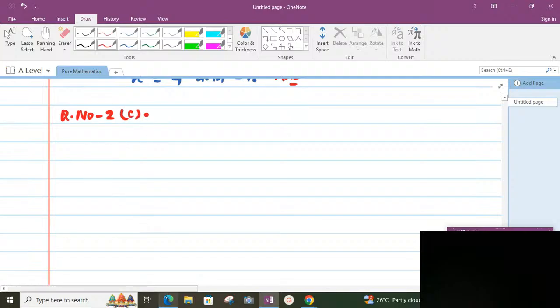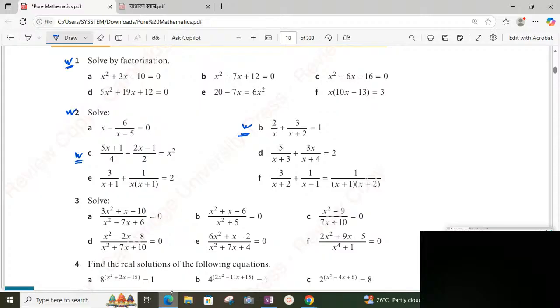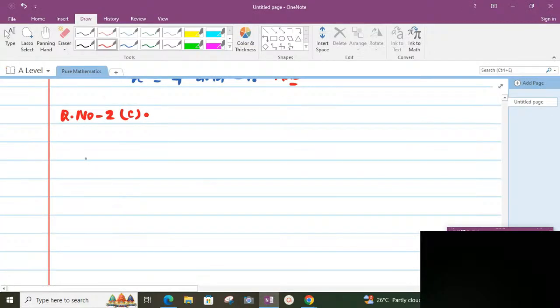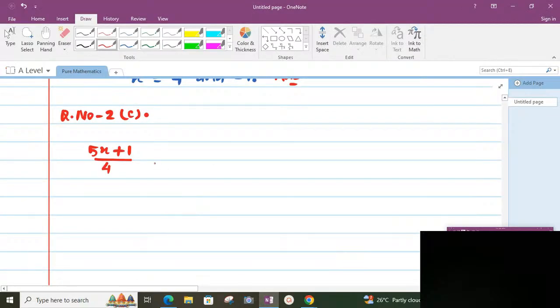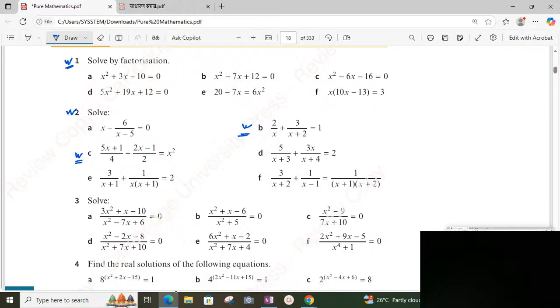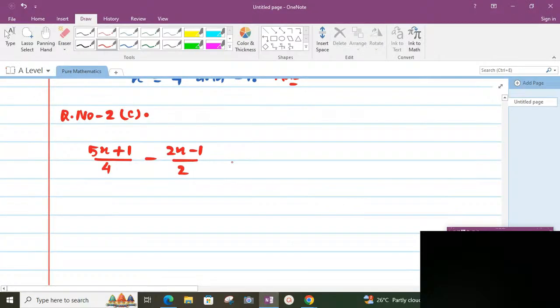Let's see the question here. 5x plus 1 by 4, after that minus 2x minus 1 by 2 equal to x squared. Let's see the solution of this question.